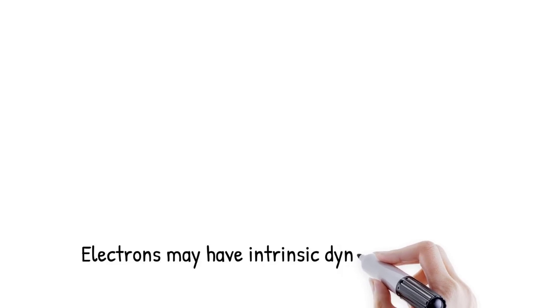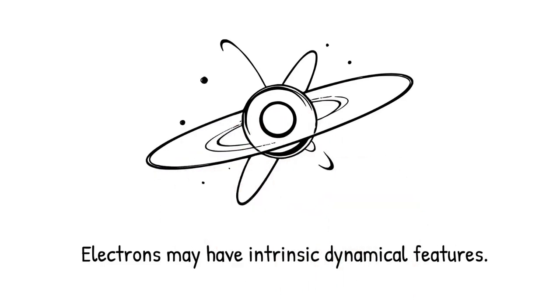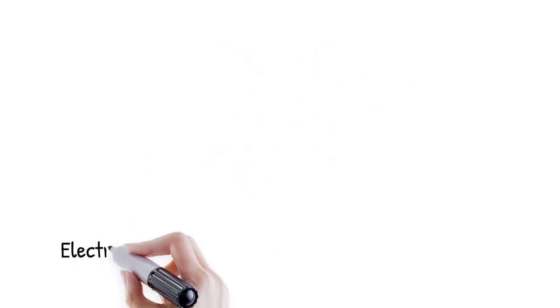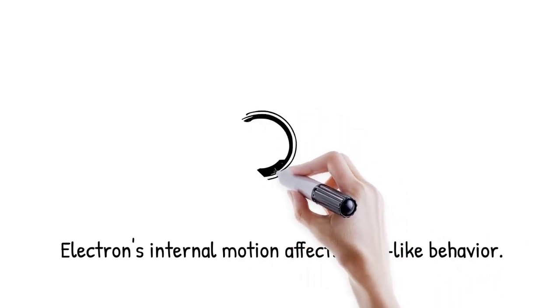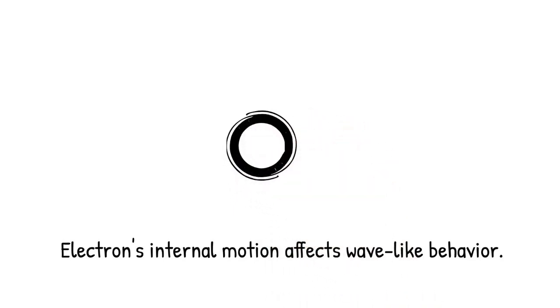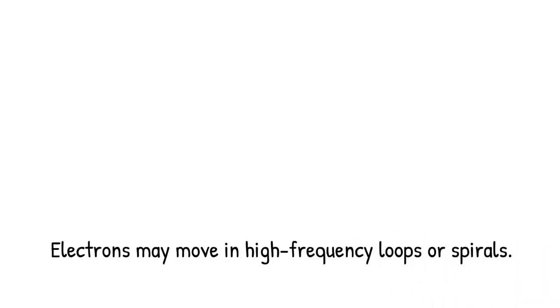Electrons are often modeled as point particles, yet quantum field theory and Dirac's relativistic equation suggest they possess internal dynamical features. The concept of Zitterbewegung, German for trembling motion, describes rapid oscillatory motion due to interference between particle and antiparticle components. This motion is confined to scales near the Compton wavelength and may be undetectable directly, but still physically meaningful. Such internal fluctuations could result in structured paths that generate wave-like behavior. Rather than passive carriers of charge, electrons may continuously move in subtle, high-frequency loops or spirals.